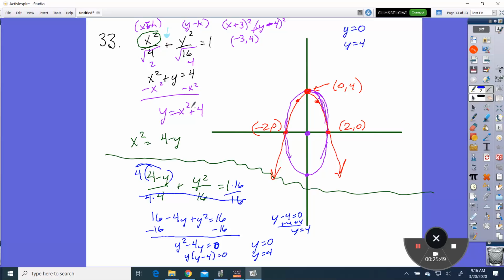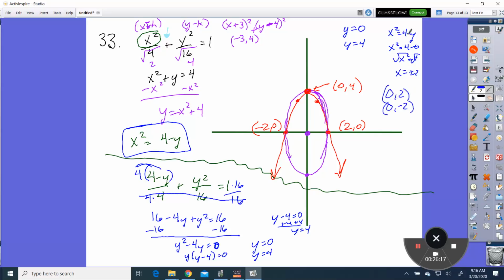Well, I'm going to plug that back in for this right here to figure out what x is. So I know that x squared equals 4 minus y. So x squared equals 4 minus 0. So x squared equals 4. Take the square root. X equals plus or minus 2. So when I plugged in 0, I got two answers. So I got 0 and 2 and 0 and negative 2.